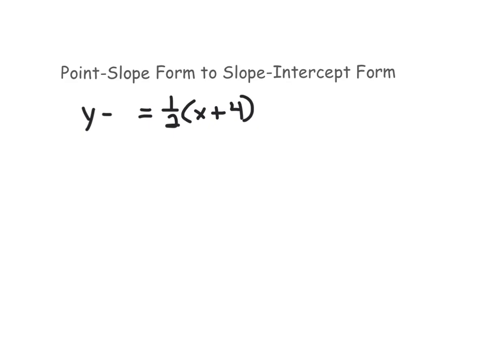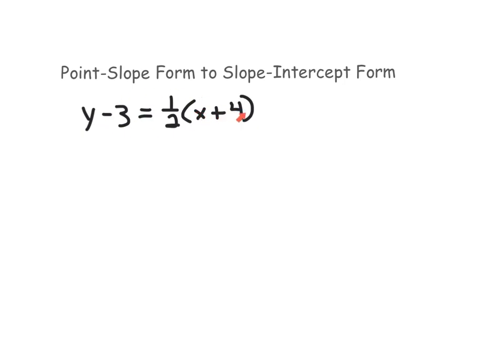In this video, we're going to take a look at converting an equation from point-slope form to slope-intercept form. So this is an equation in point-slope form. And again, we are going to convert it to slope-intercept, or y equals mx plus b form. So the first thing we need to do is consider our order of operations.